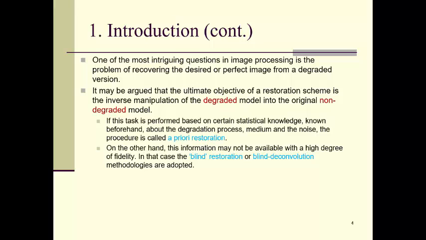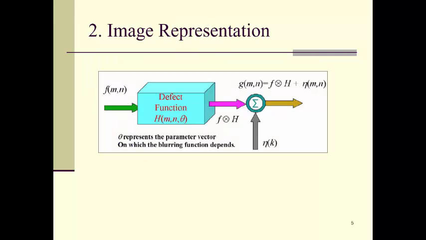So here we argue that the ultimate objective of a restoration scheme is the inverse manipulation of the degraded model into the original non-degraded model. Let's look at this illustration here. Assume that this is my original image, the perfect one. And here I have the defect function. This defect function represents everything.